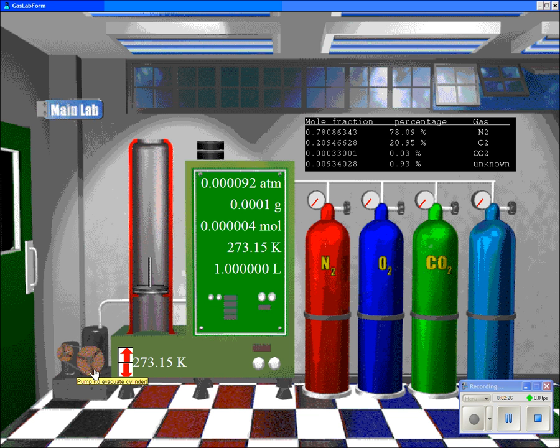So now that we have our cylinder evacuated, we're going to fill it up with any one of the gases. It doesn't matter which one. We want to fill it so that we have approximately 3 liters. So I'm going to click on the oxygen, and you'll see that the pressure and the volume are going to start increasing. We're going to let this fill until we have about 3 liters of gas.